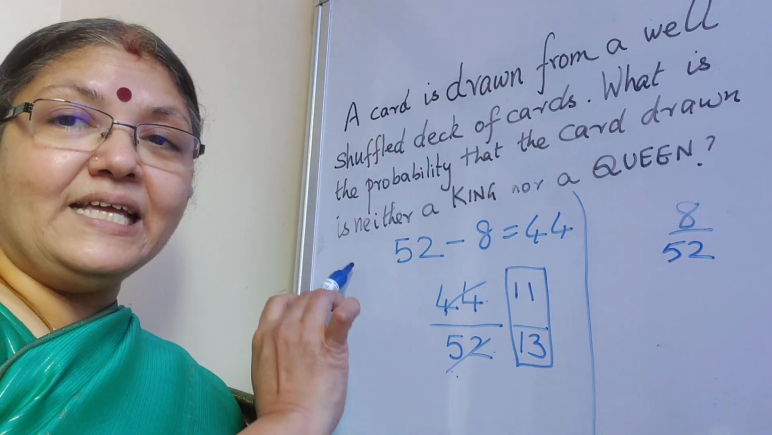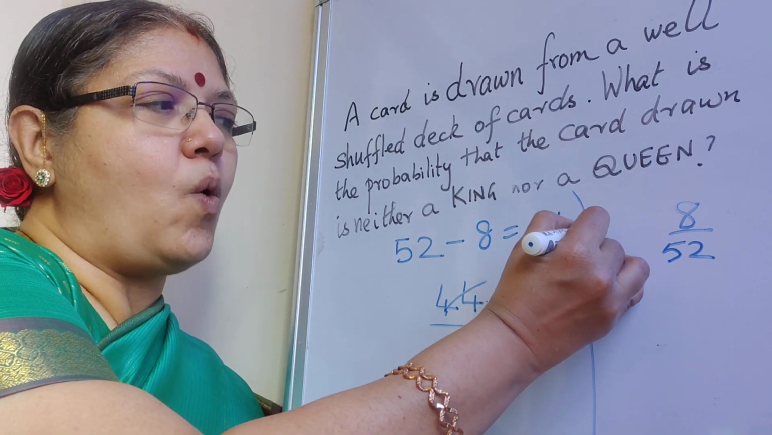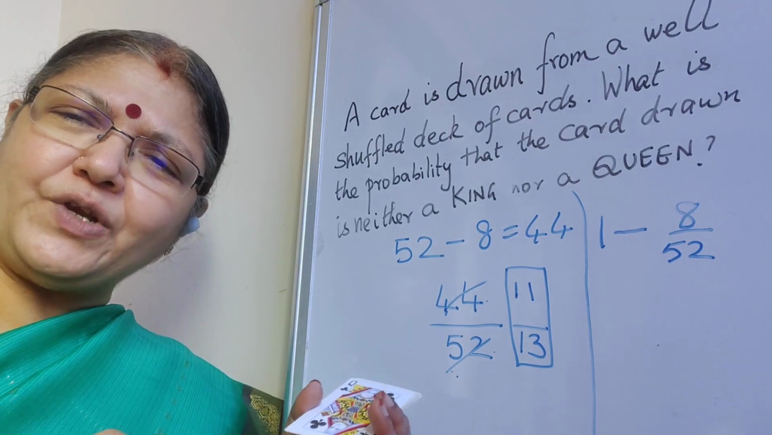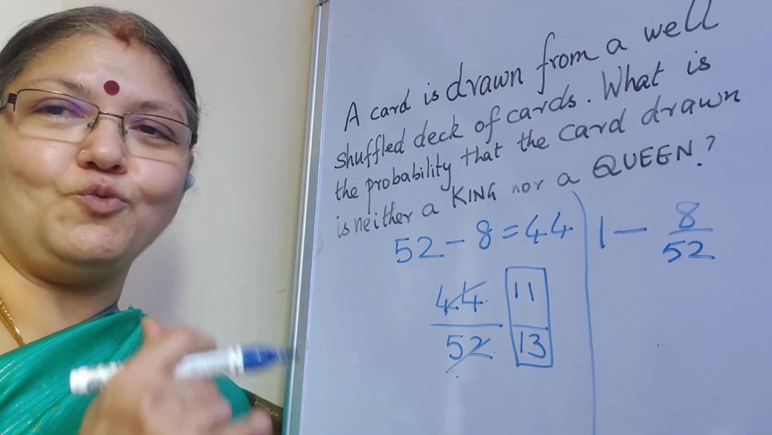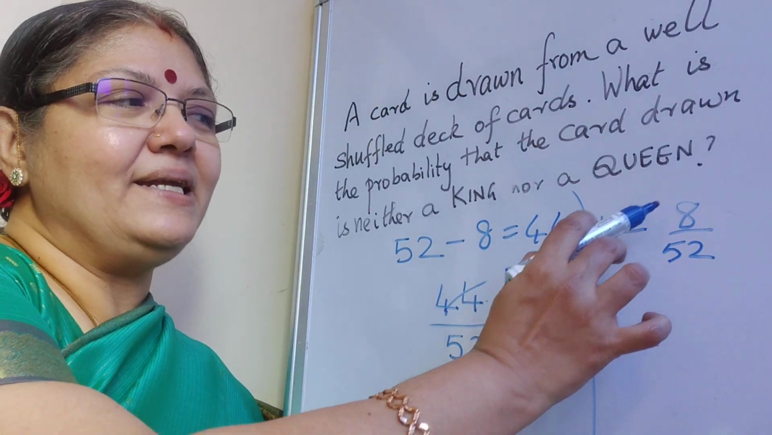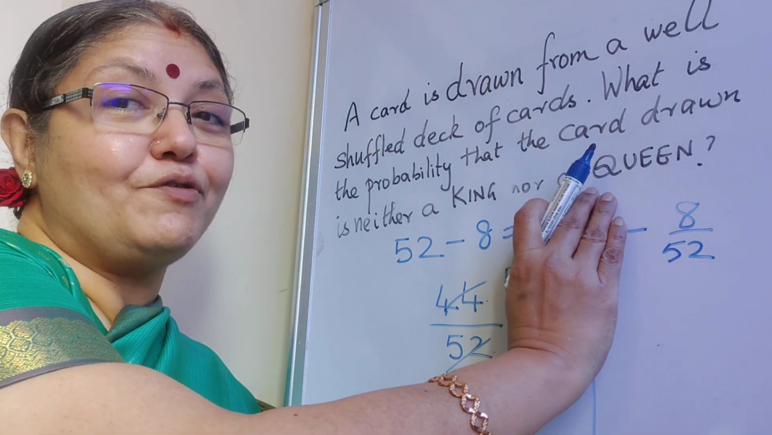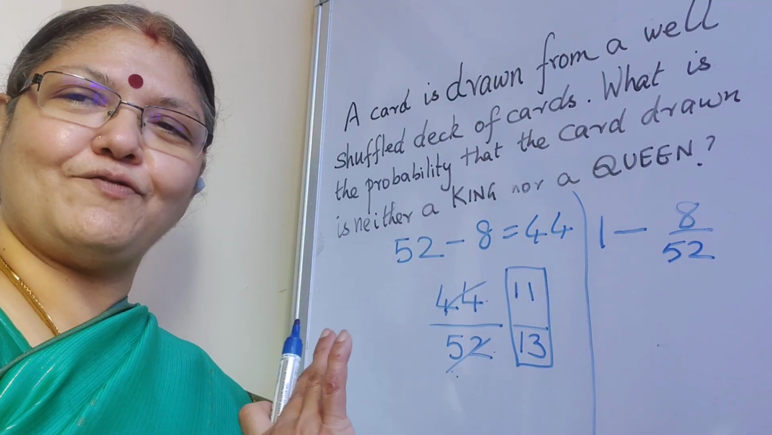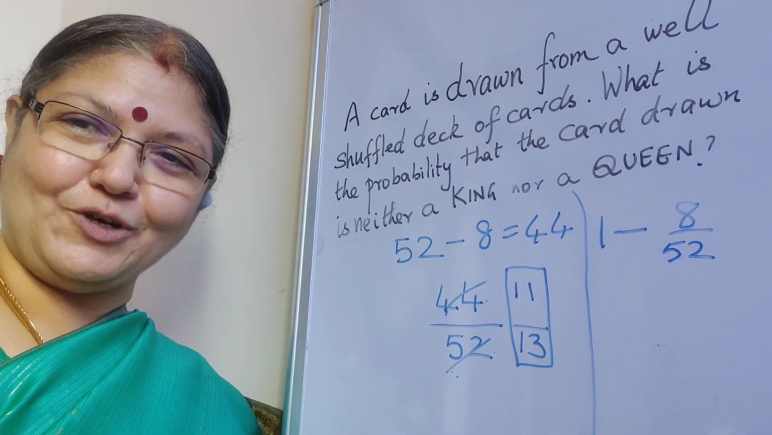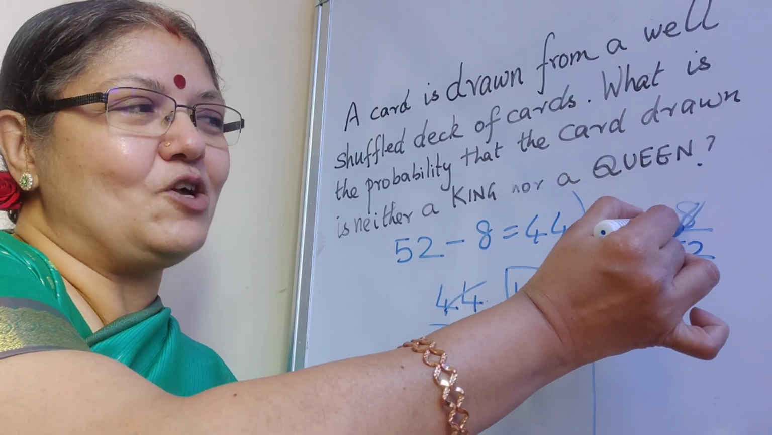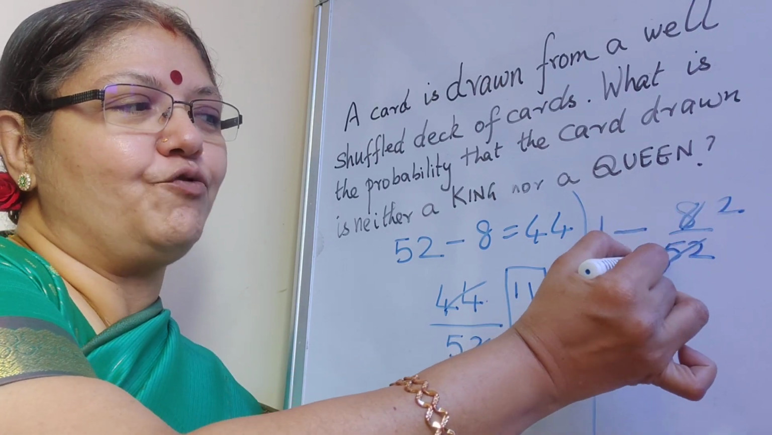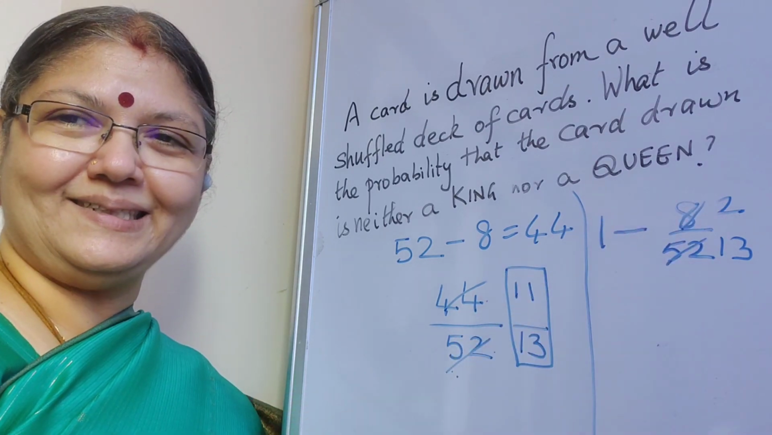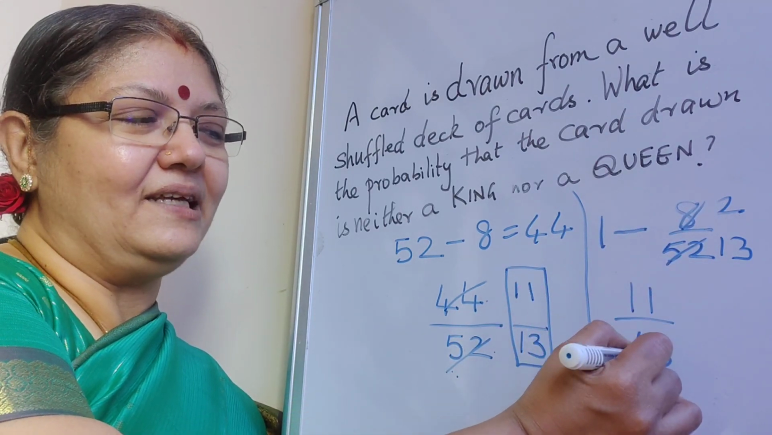For it to be neither a king nor a queen, it is 1 minus 8 by 52. And why is it 1? The probability of taking out any card is 52 by 52, which is nothing but 1. So 1 minus 8 by 52, remember your 8 by 52 is definitely being a king or a queen. But 1 minus that is neither a king nor a queen. So now bring this to the lowest term. 4 into 2 is 8. 4 into 13 is 52. 1 minus 2 by 13 is nothing but 11 by 13.